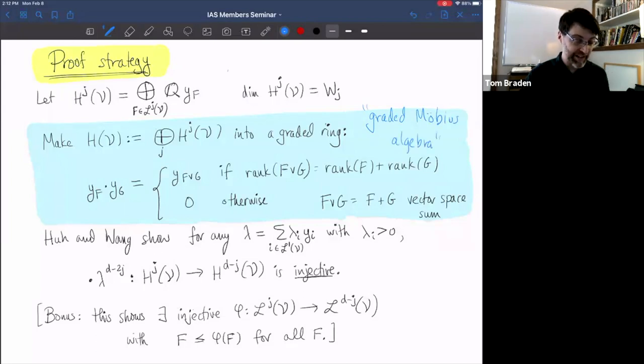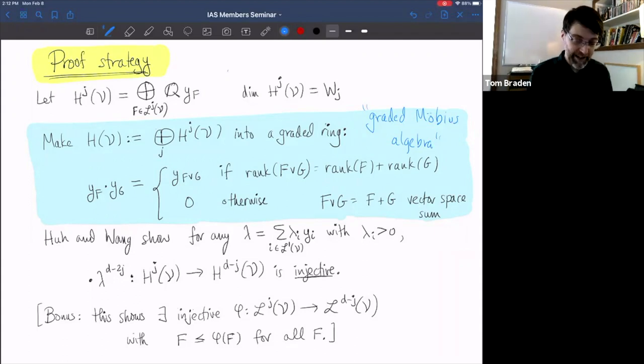And the multiplication is, if you have the basis element corresponding to a flat F and a flat G, when you multiply them, if the flats are sort of transverse to each other, that's the total span has the dimension, the sum of the spans of the two flats you started with, then you just get that element, otherwise you kill it. So if you want it to be graded, this is a reasonably natural multiplication. And so this turns out to be a commutative associative ring.